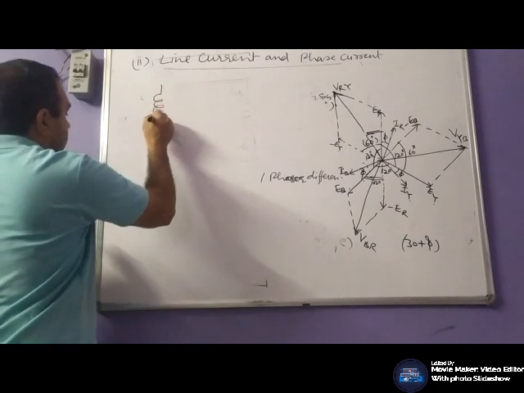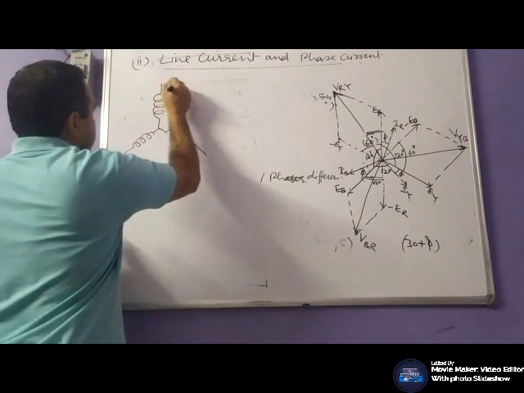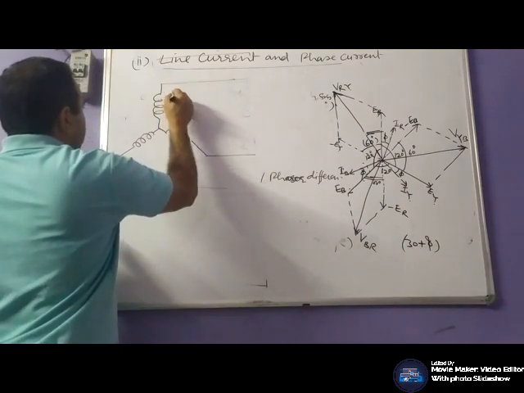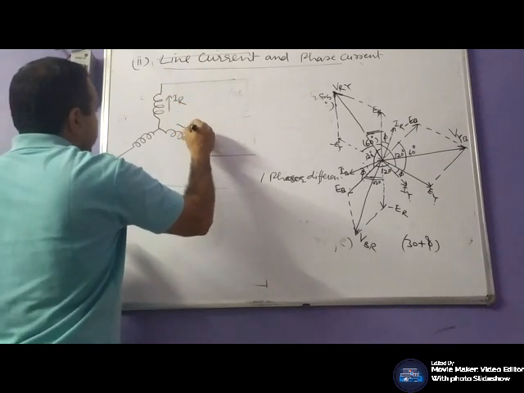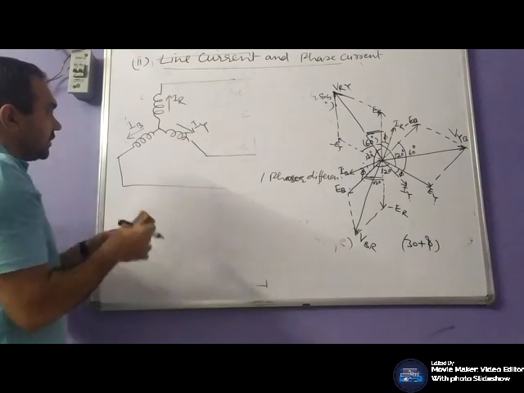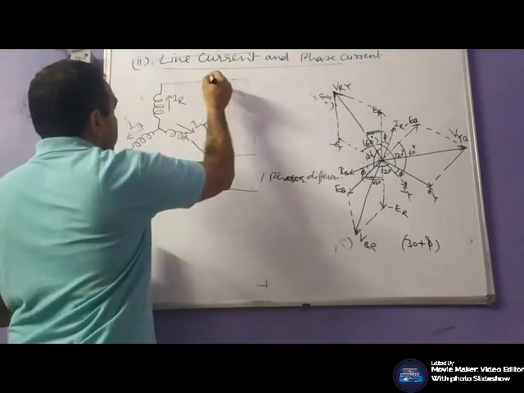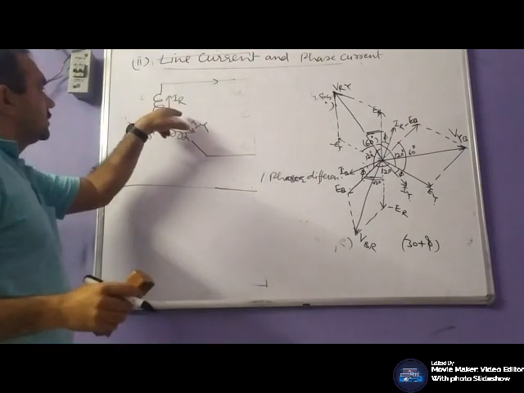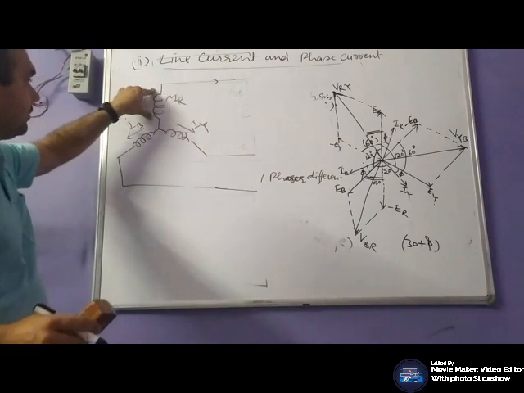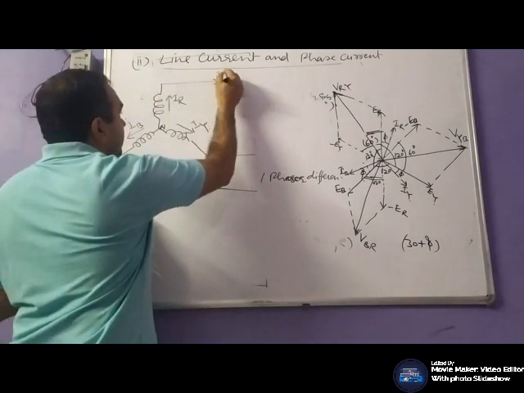We have these three phase currents. These are three lines: IR, IY, IB. We have already done the diagram. This coil is connected in series with the line. Whatever be the current in each phase will be the current in the line.